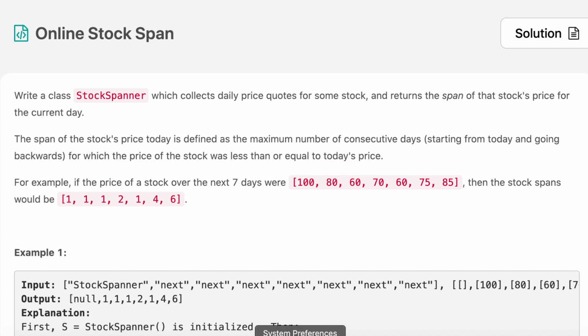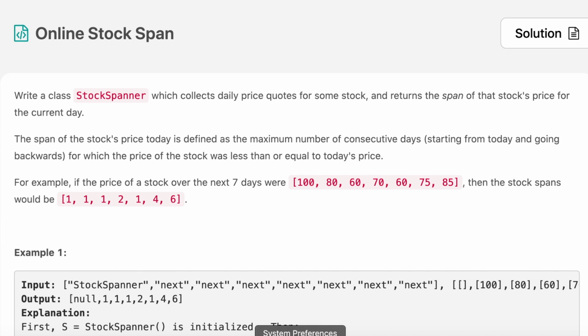The question says, write a class StockSpanner which collects daily price quotes for some stock and returns the span of that stock's price for the current day. The span of the stock's price today is defined as the maximum number of consecutive days starting from today and going backward, for which the price of the stock was less than or equal to today's price.